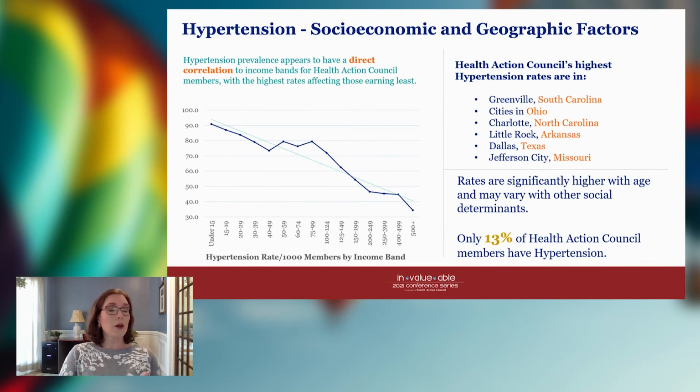But one thing to know is only 13% of Health Action Council members have hypertension. And if you go by the most current rates for the American Heart Association, that's about 45% in the country. And there are some discrepancies. There's some discussion about what is the right rate to look at. But if you go by that rate, only 13% of Health Action Council has hypertension.